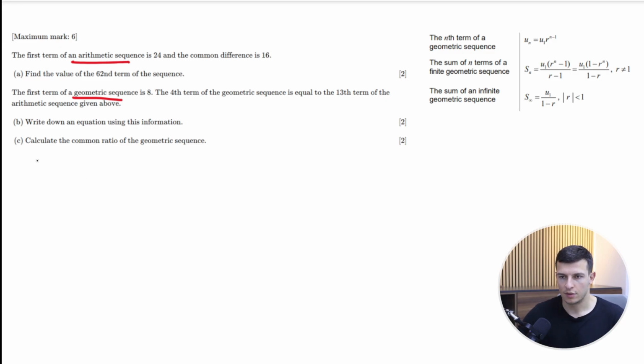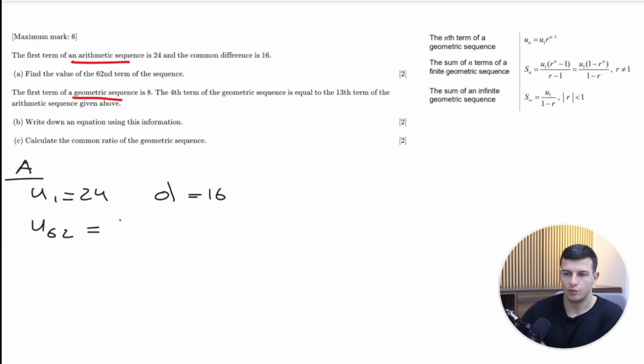Okay, so for our arithmetic sequence, U1 is equal to 24, and D, remember in arithmetic sequence we use D, not R, is equal to 16. Find the value of the term number 62 of the sequence. So we're looking for U62.